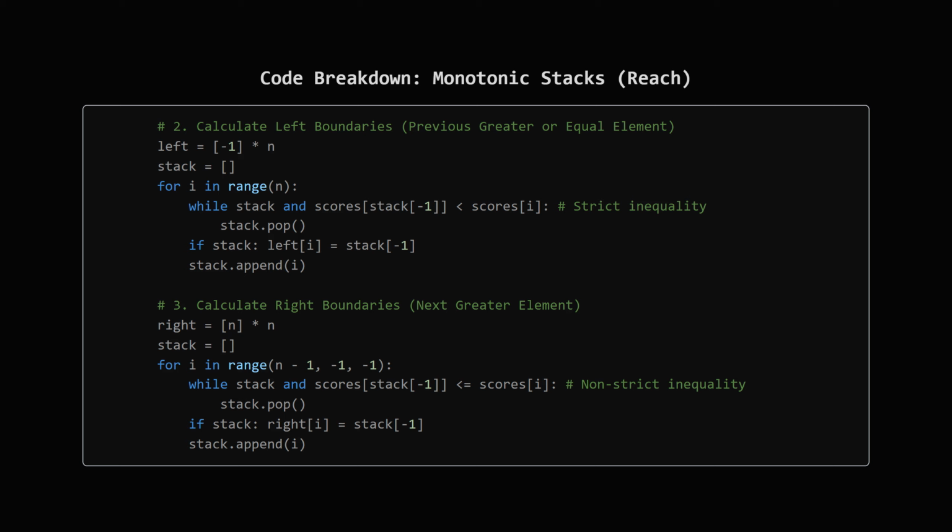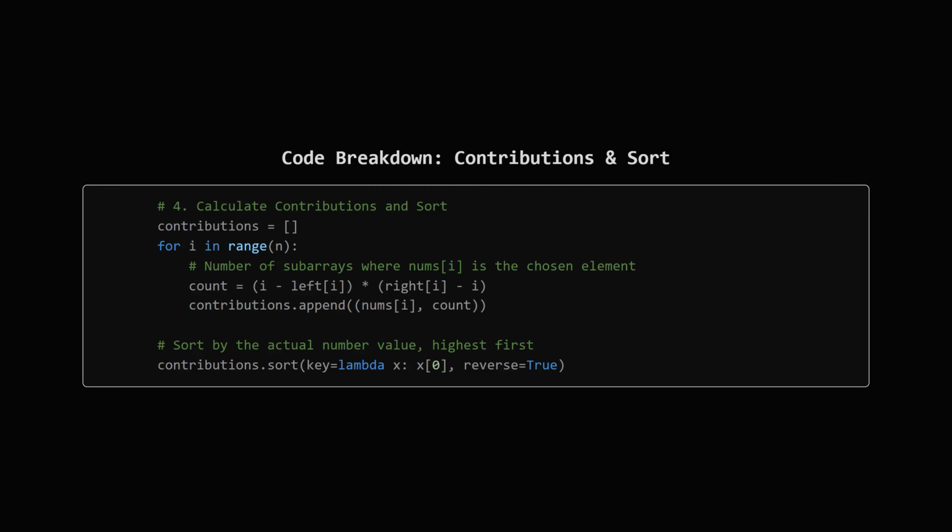Notice the slight difference in the comparison operators, less than versus less than or equal to. This handles the tie-breaking rule correctly. Now that we have the left and right boundaries for each index i, we can calculate how many subarrays would choose nums[i]. Remember, it's the distance to the left boundary times the distance to the right boundary: (i - left[i]) * (right[i] - i). We store this count along with the actual value nums[i] as a pair. Since we want to maximize the score, we should prioritize multiplying by the largest numbers. So we sort these value-count pairs based on the value in descending order, biggest values first.